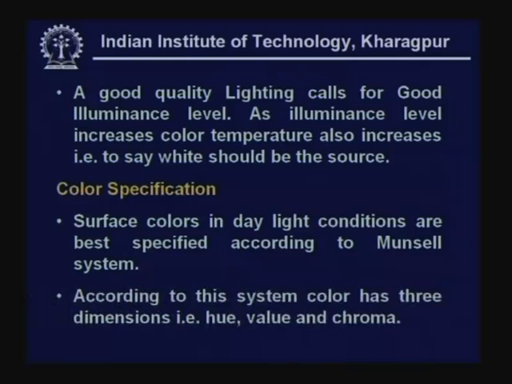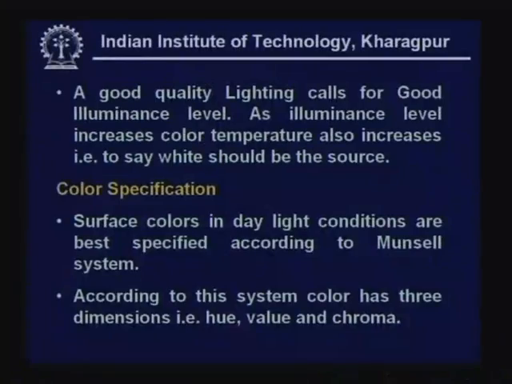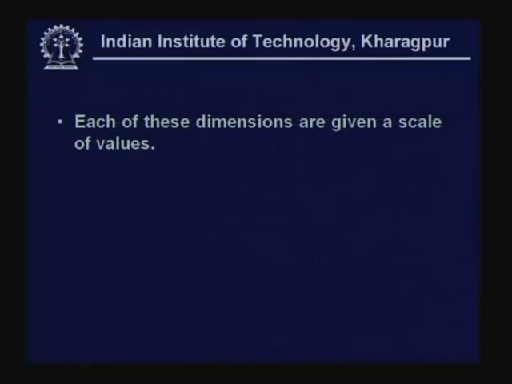According to the Munsell system, the color has three dimensions, which are called hue, value and chroma. So, we need now to look at how we go about specifying the color. In order to do that, we said one of the early methods was to use the Munsell system, and according to this it has three dimensions, that is hue, value and chroma. Now, how do we go about doing this?